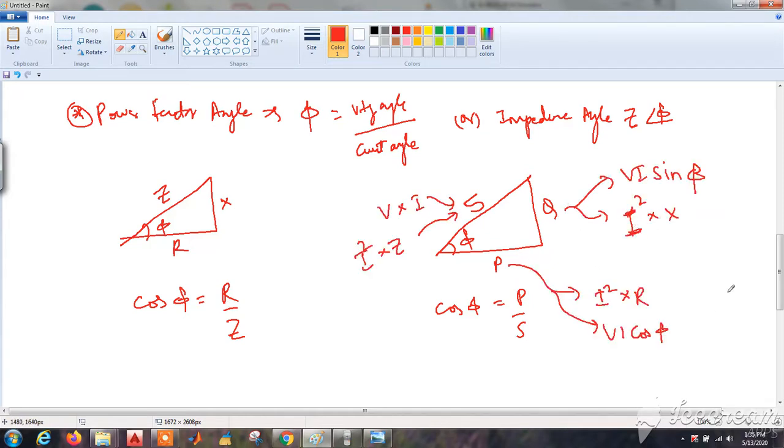We have seen this VI cos phi and I square R. You can do this also, VI sin phi, I square X. This is reactive power, this is apparent power, this is real power. Units are kilowatt, kVAR or VAR, here VA or kVA. That is, the unit of real power is watts, reactive power is VAR, volt ampere reactive, and apparent power is VA.